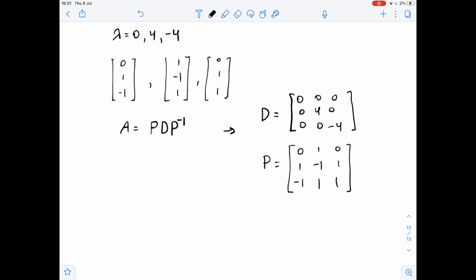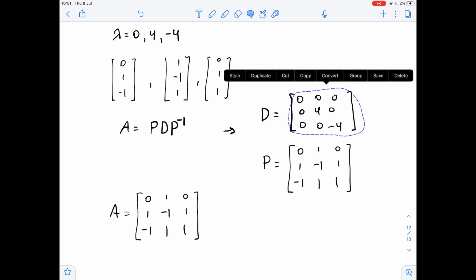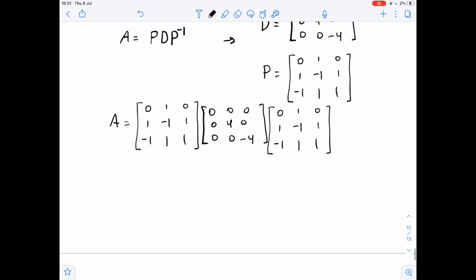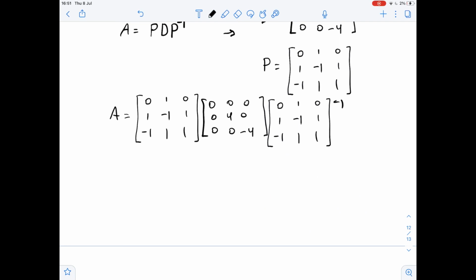So that means that A equals matrix P times matrix D and times matrix P inversed. So before finding A, let's find P inversed. So P inversed equals 1 over determinant of P multiplied by adjoint of matrix P.